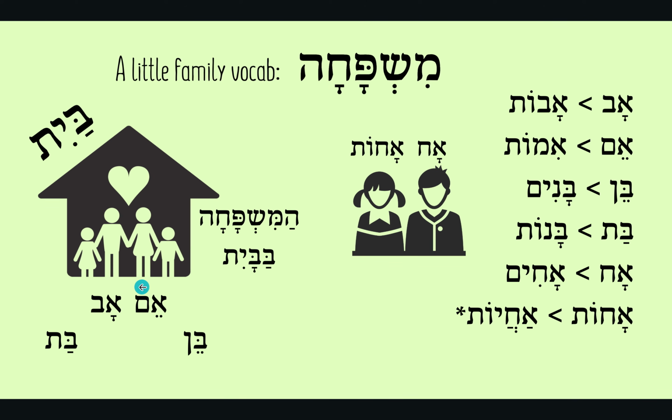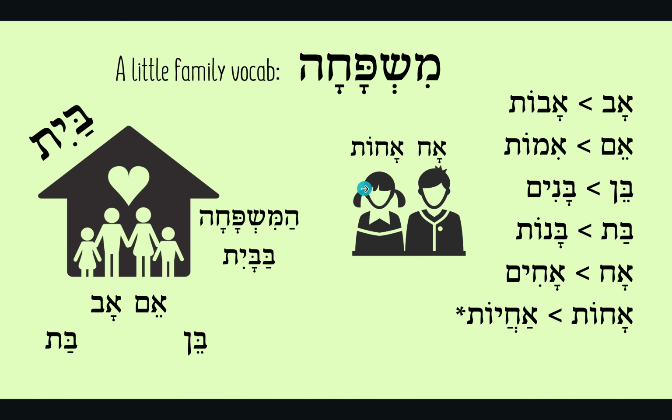And here we have aim, a mom, av, mother, really, not mom, mother, father, ben, son, and bat, daughter. This is a heteronormative family. Now, maybe we have a brother and a sister, and so we have ach for brother and achot for sister.